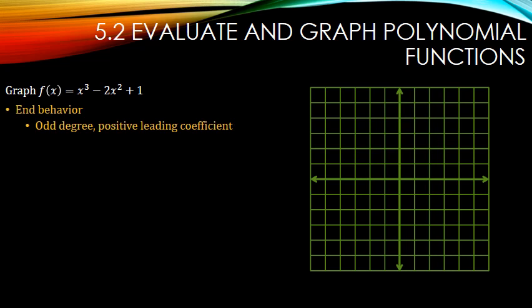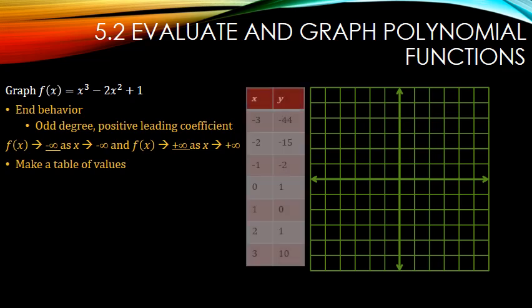The end behavior, the degree is odd. The degree is 3, which is odd, and we have a positive leading coefficient. That means that on the left side, it's going down, and on the right side, it's going up. Let's make a table of values. Ta-da! Used a calculator to make a table of values.